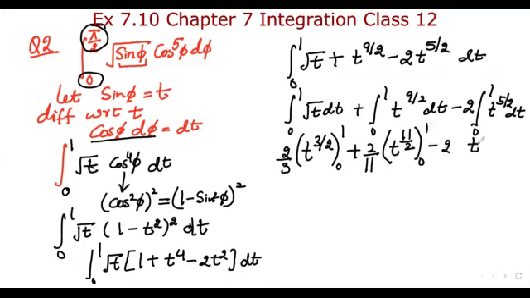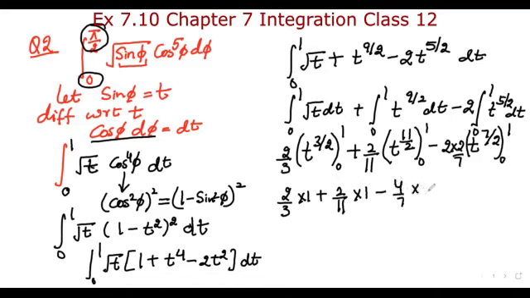Minus 2. T power 5 by 2 plus 1, it will be 7 by 2, and multiply with 2 by 7. So the limit is 0 to 1. Now this is 2 by 3. If I put t as 1, 1 power 3 by 2 is 1, minus 0 will be 0. So into 1 it is done, plus 2 by 11. This will also be 1, minus 4 by 7 into 1.